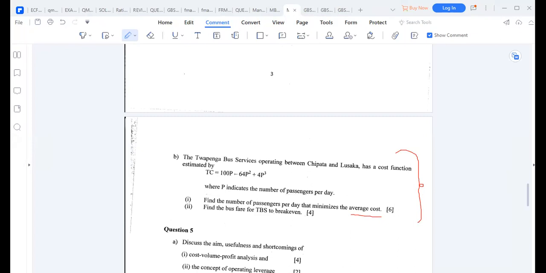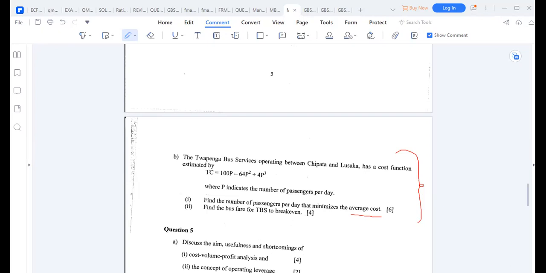Any other? Mr. Collins, I want to see how we've dealt with 4P to the power 3. Okay, so 3 minus 2 becomes 2. Now the one at 64. Just on the one at 64.